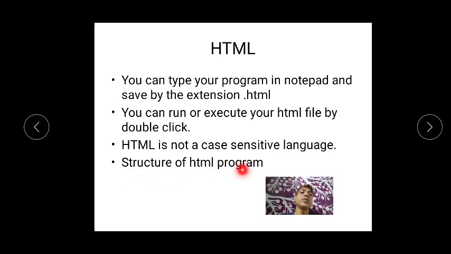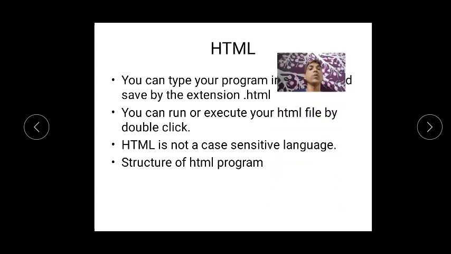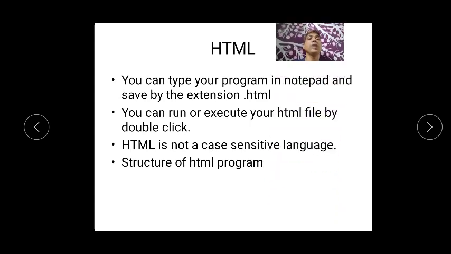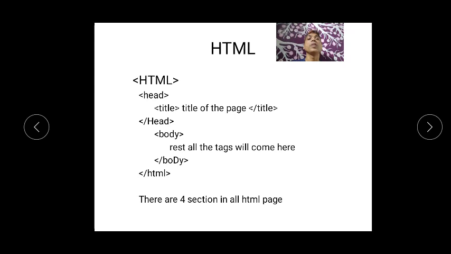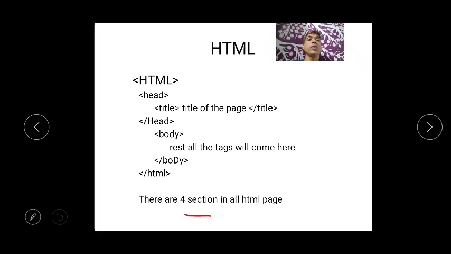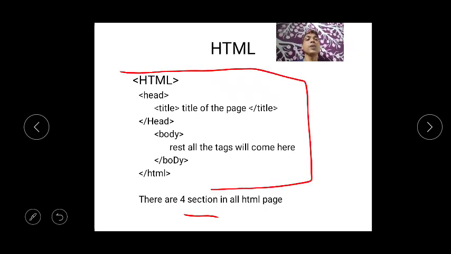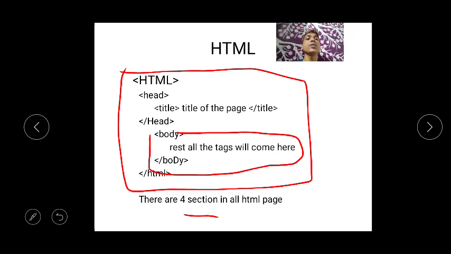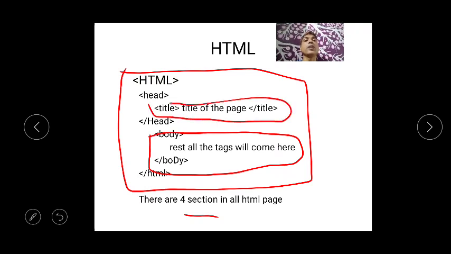Then the structure of an HTML program. Now let's see the structure of an HTML program. All HTML programs have almost the same structure. Now can you see here we have written four sections. This is the HTML section, after the HTML section we have a body section, and after the body section we also have a title section and a head section.